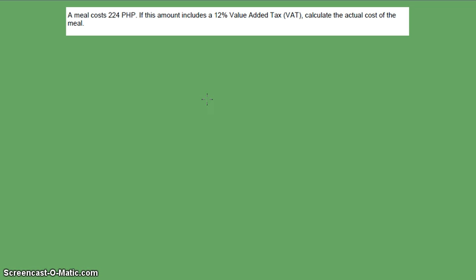Okay, so you have to take note, say, suppose this is the cost of the meal. So this is the 224 pesos. Now, this amount is composed of the actual cost plus the tax, the VAT. And the tax is 12% of the actual cost.